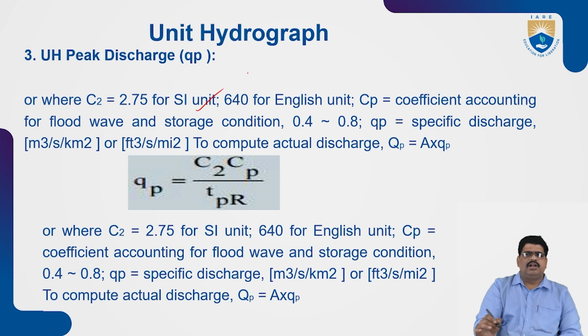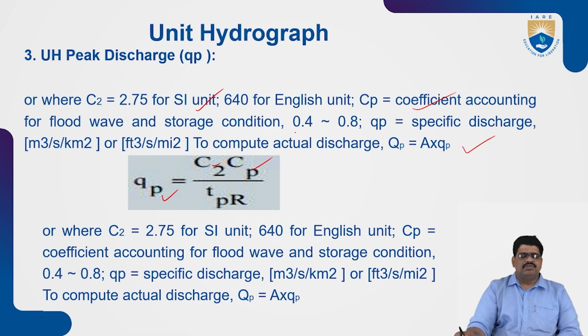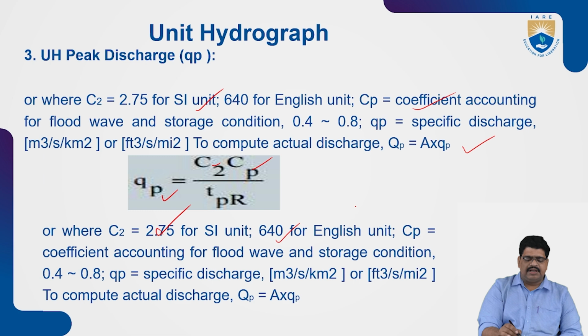So I will explain all those things in the diagram. So there is the 6.5. The coefficient will be taken according to the storm, 0.4 to 0.8. Specific discharge will be taken as meter cube per second per kilometer square. The complete actual discharge is equal to A into Q to the power of P. Then QP is equal to C2 CP by TPR, where C2 is equal to 2.3, take it as the value, and the SI units of 640 for the English.